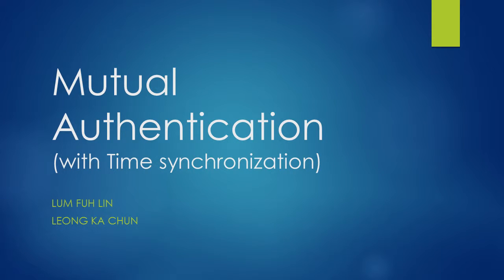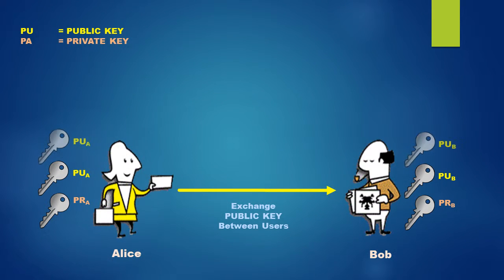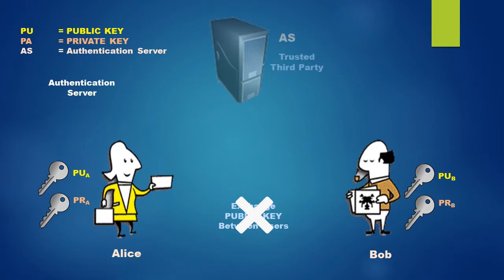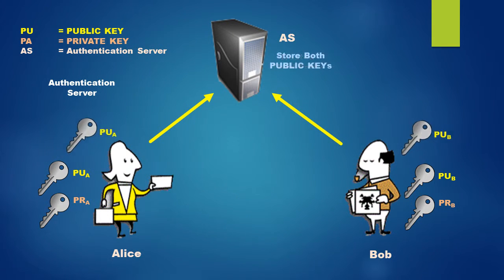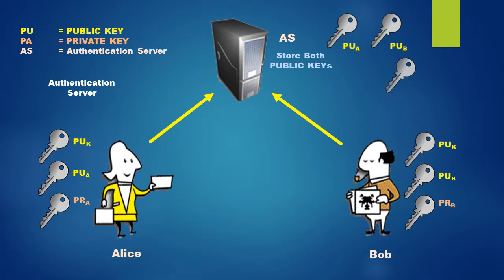Mutual authentication using time synchronization. In this protocol, it assumes that each of the two parties is in possession of the current public key of the other. However, it may not be practical to require this assumption. Instead, both parties hold the public key of a trusted third party, the authentication server. The authentication server is not actually responsible for the secret key distribution, but rather, providing the public key certificates.